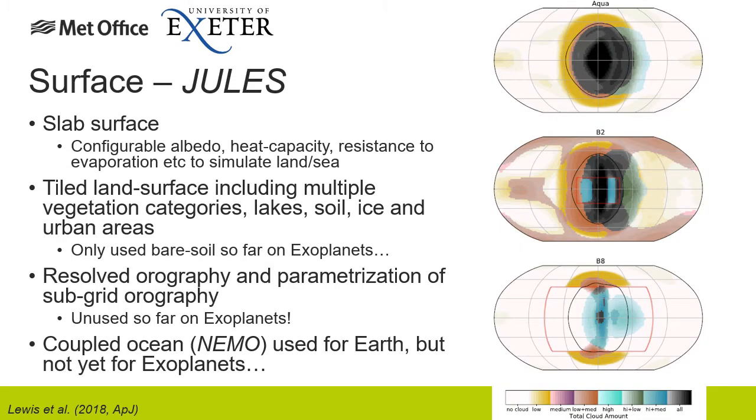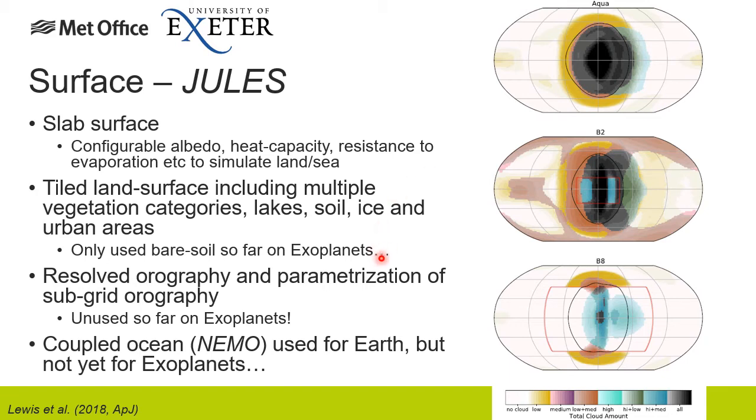The next thing to talk about is the surface setup. This scheme is called JULES. For the TIE experiments, I've just used a simple slab surface. So this just has a configurable albedo, heat capacity and resistance to evaporation in a one-layer model to simulate the land or sea surface. But JULES has the ability to have more complex tiled and layered surfaces, including multiple vegetation categories, lake, soil, ice, urban areas.